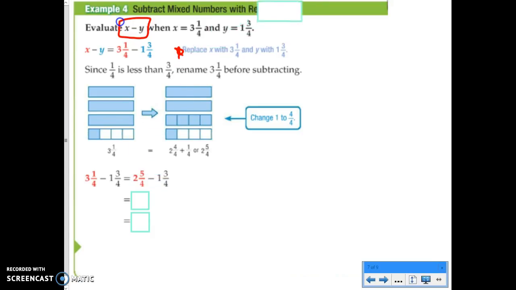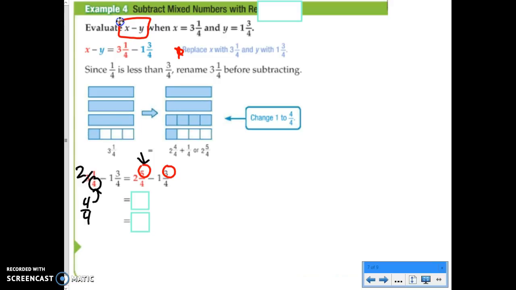So we renamed 3 1/4 to 2 5/4. Now I can look at these and say, hey, I have a bigger number and I'm taking away a smaller number from that big number now. All they did was they made this a 2 because our whole parts are out of 4. I know that this 1 that I took away from the 3 is really 4 out of 4, and I'm actually going to add it to whatever I have right here. So 1/4 plus 4/4 is actually where they're getting the 5/4 from.